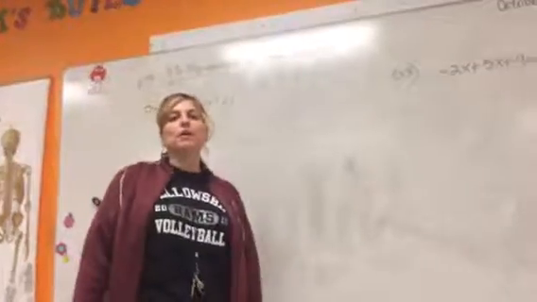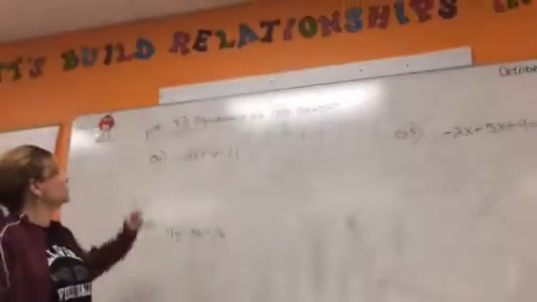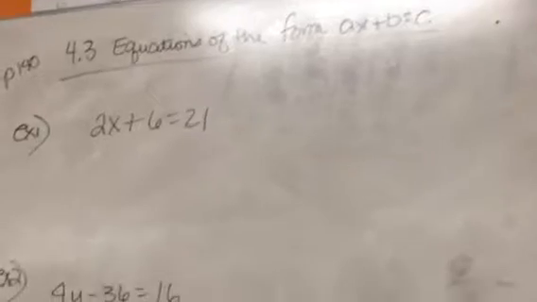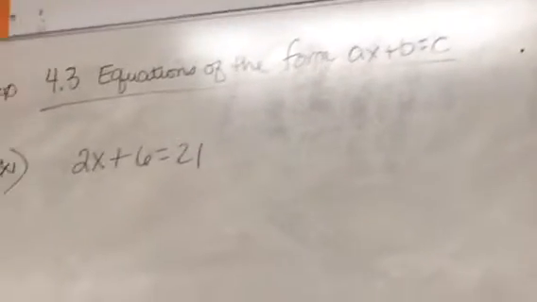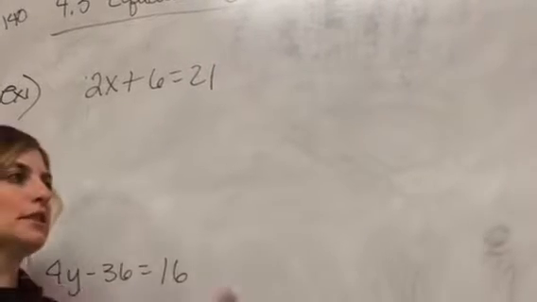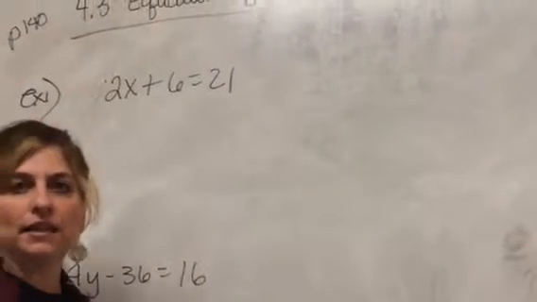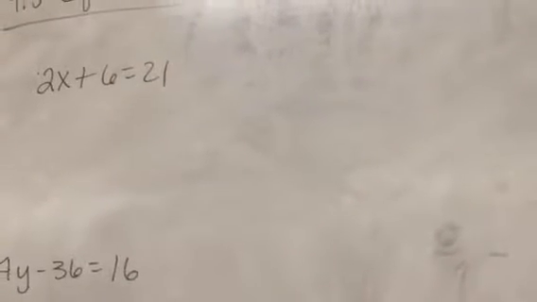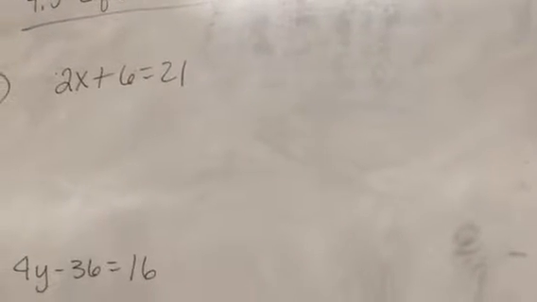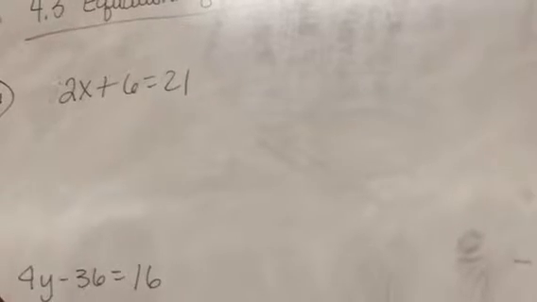Guys, today we're going to be working more with equations. We're doing section 4.3, page 140, which is equations of the form ax plus b equals c. In these equations, the first thing we need to do is look at your equation, see if anything needs to be combined because they're like terms. You did combining like terms last chapter, so now we have to do it within our equations.